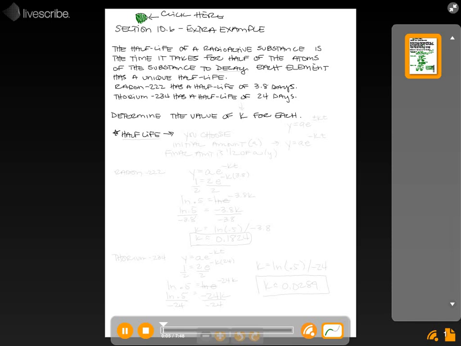Alright, this is an extra example for section 10.6, and it deals with a tricky topic. It confuses some people because it leaves out part of the problem when you're reading through it. So we're going to go over this.